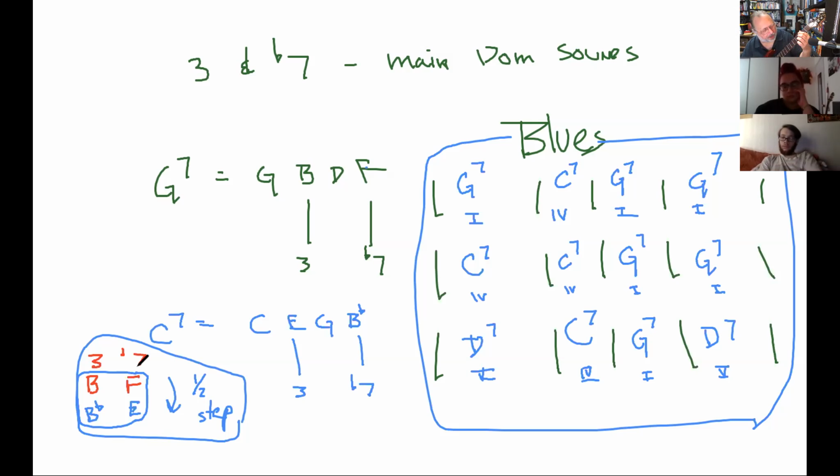If it's a 3 and a natural 7, that's a major 7th chord. If it's a 3 and a 6, it's a major 6th chord, not a dominant. Dominant has that. So what that is, that's a tritone.